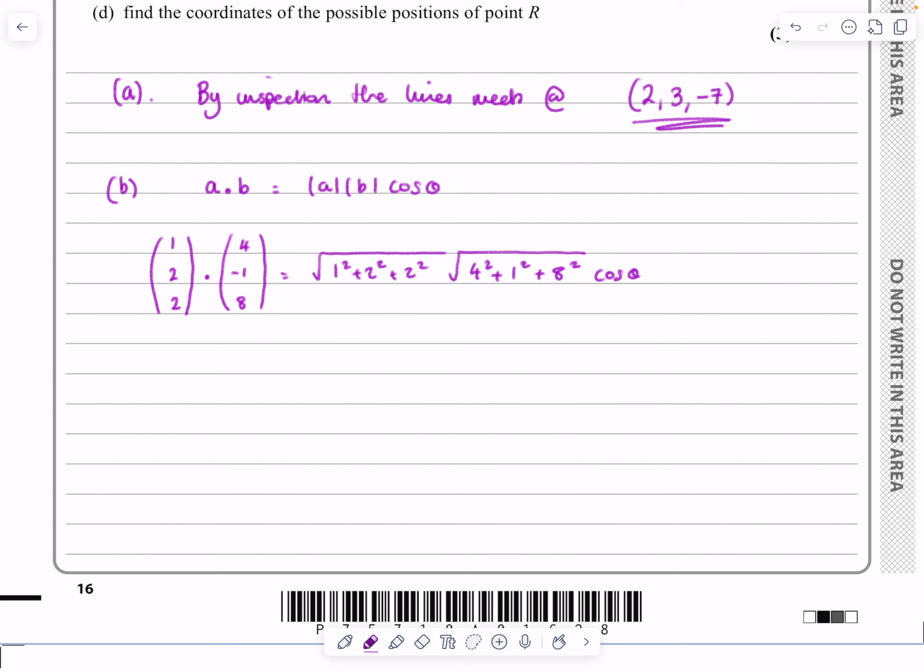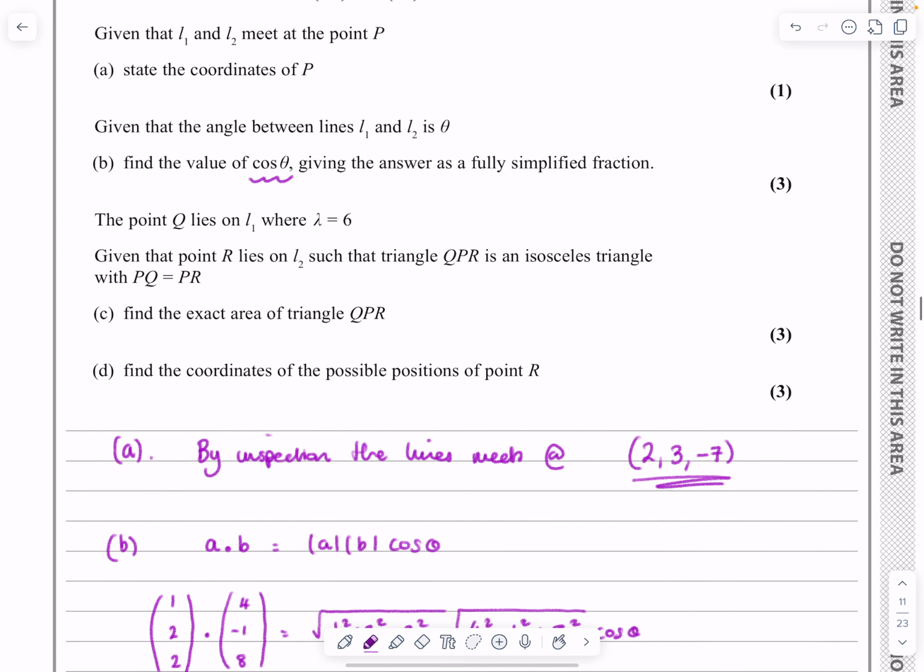So the left-hand side works out to be equal to 18. The right-hand side, those 2 square roots both work out to be equal to 27. So we get 18 over 27 cos theta. So cos theta is 18 over 27, but 18 over 27 is the same as 2/3. Let's just go back and check. So yeah, we've done that properly, and we've got it as a simplified fraction.